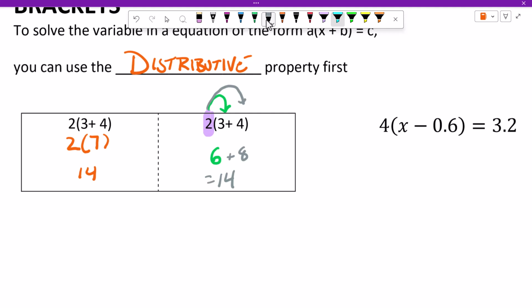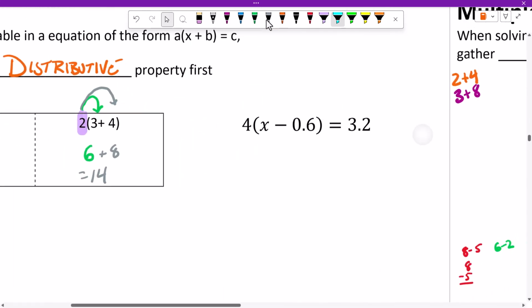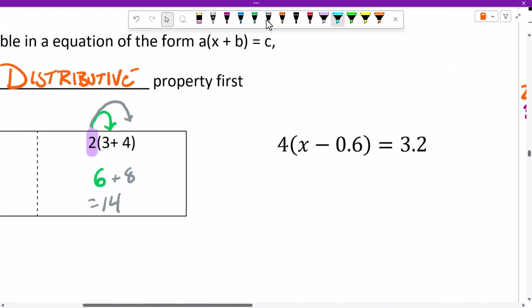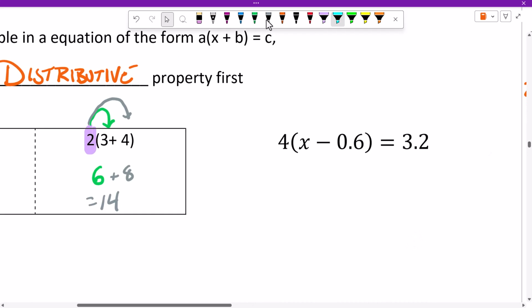Right? So this is what we're going to have to do to get the x out of the bracket so we can solve. Okay, let's do this one. So to get the x out of the brackets, we need to take this 4 from the outside and we multiply it to the first term inside the bracket. So I multiply those two things together.